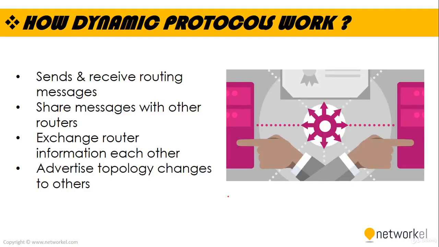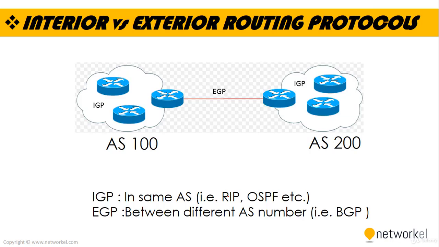Let's go ahead with how dynamic protocols work. Firstly, the router sends and receives routing messages on its interfaces. Then the router shares messages with other routers using the same protocol. In the third step, routers exchange routing information with each other. And lastly, if a router detects a topology change, it advertises this to other routers.